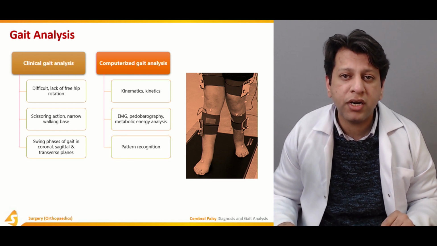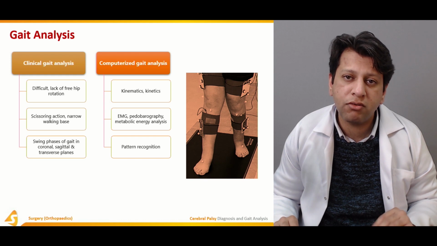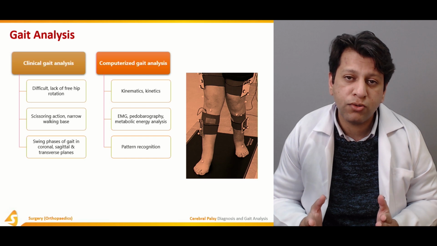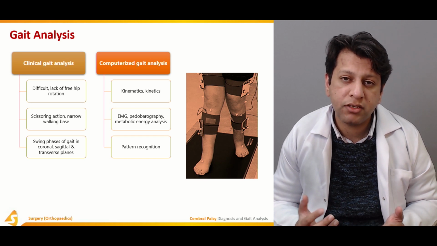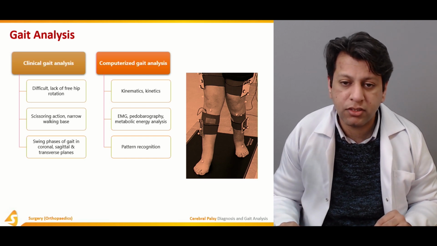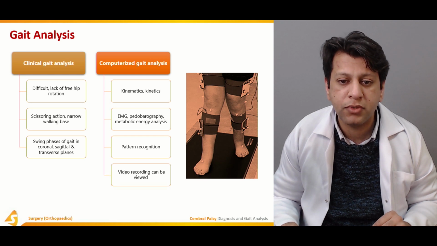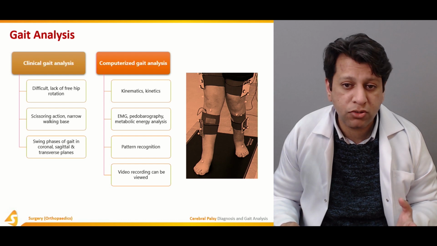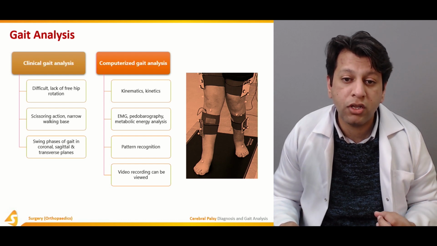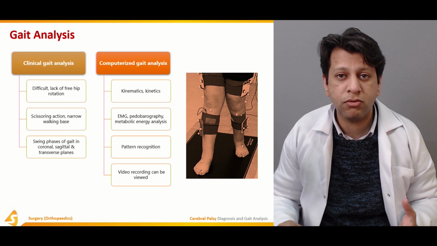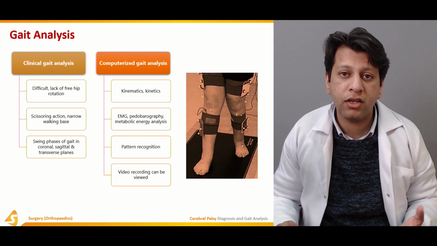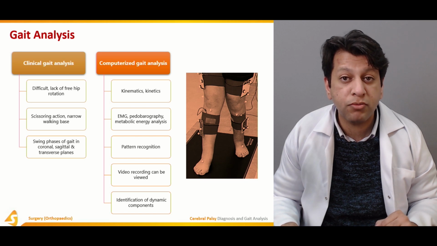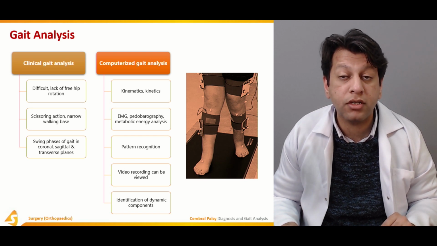Then specific patterns sometimes may be present as well. One is called the windswept phenomenon, another is a scissoring gait. We have to analyze what kind of pattern is clinically present in these patients. There may be a video recording which can be viewed later by different experts, because now with the advent of technology, it's very easy to record everything and then analyze it later as well. There may be identification of dynamic components, which is very helpful with computerized gait analysis.